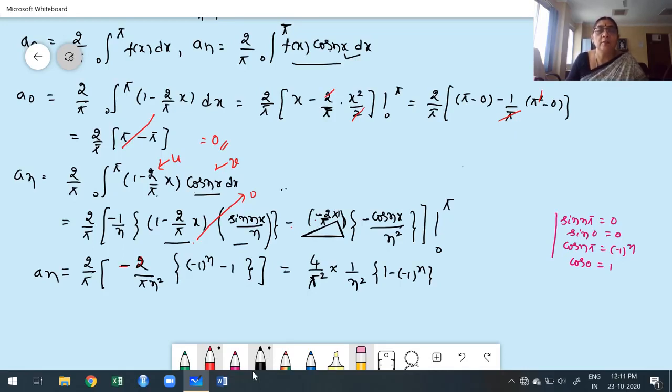The next thing is what? Before moving to the next step, as I told you a number of times, I have to verify whether an is true for all values of n ranging from 1 to infinity. How to verify? Once we get the an value, pick the denominator n quantity. What is the n quantity? n square equal to 0. In which case is it 0? n equal to 0. But our summation starts from 1 to infinity. Therefore, confidently I can write this is true for n equal to 1, 2, 3, etc.